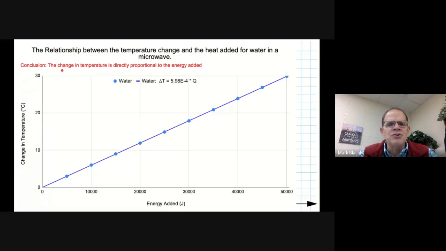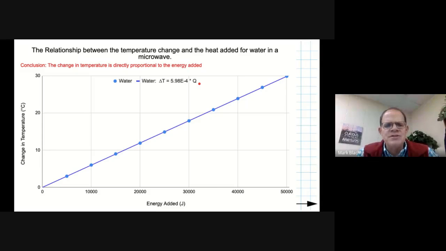Your math model should look like this. On the y-axis, you have the change in temperature, delta T. That equals the slope, 5.98 times 10 to the negative fourth, times what's on the x-axis, which is Q. So for part A, that's pretty much what you should have. If you don't, you can go back and touch that up before you turn it in, okay? We're going to have some time today to work on that.